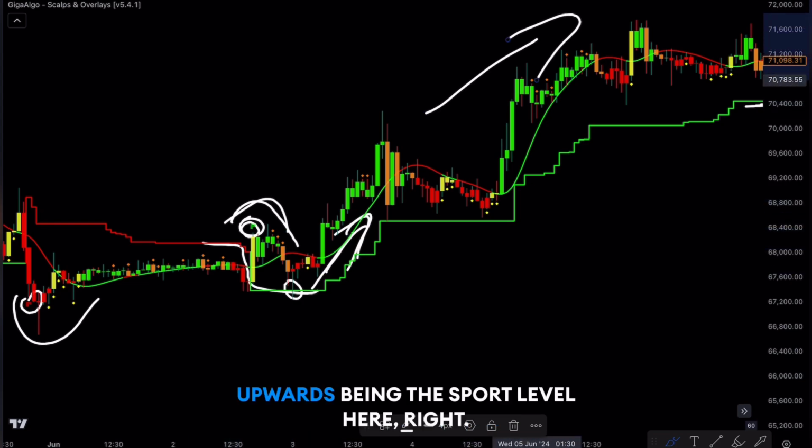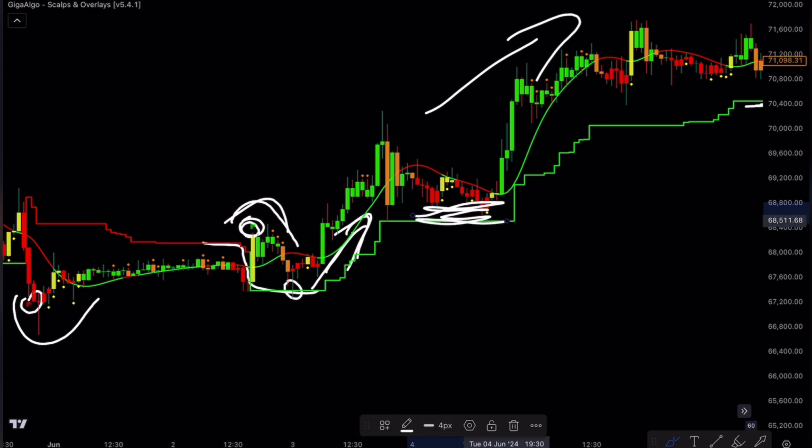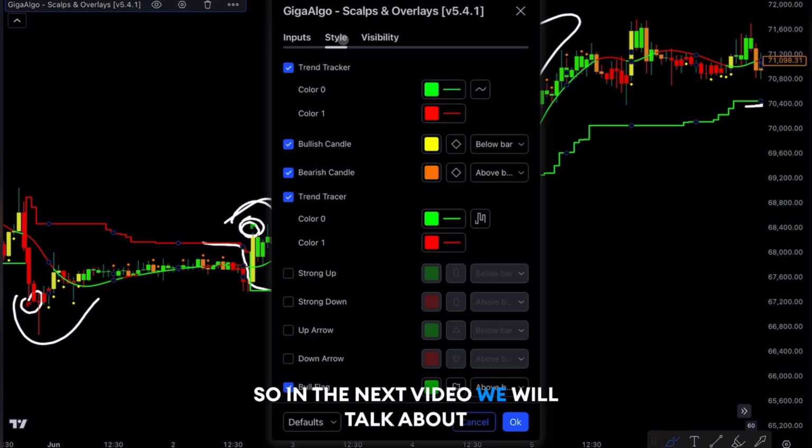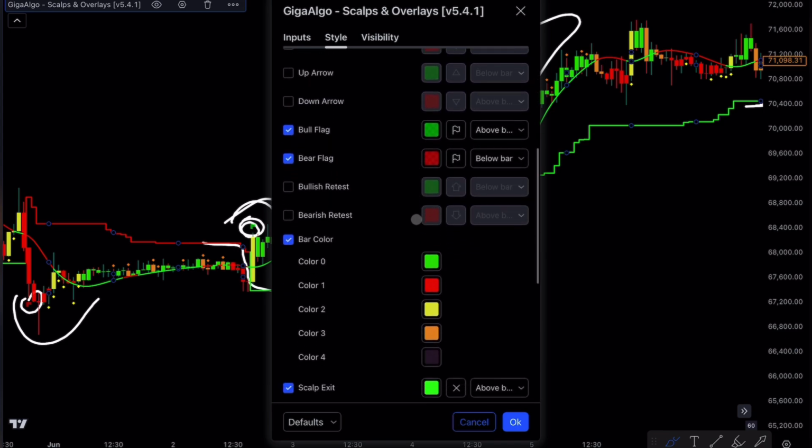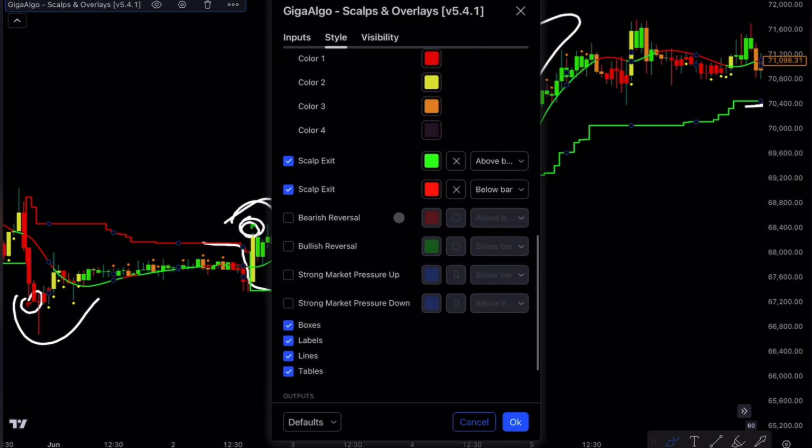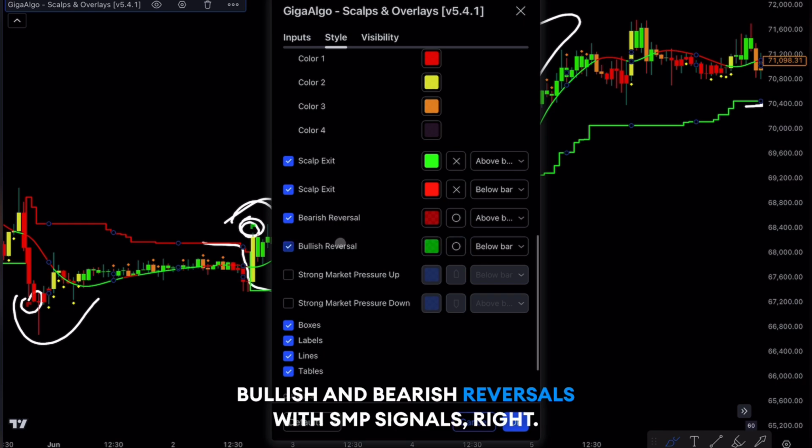Again upwards, with the trend tracer being the support level, right? All right, so in the next video, we will talk about bullish and bearish reversals with SMP signals, right?